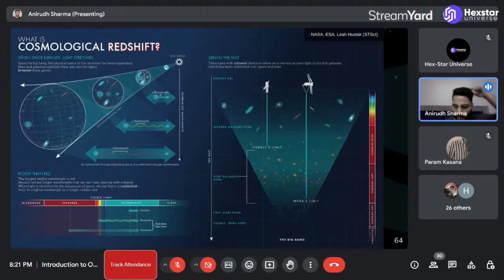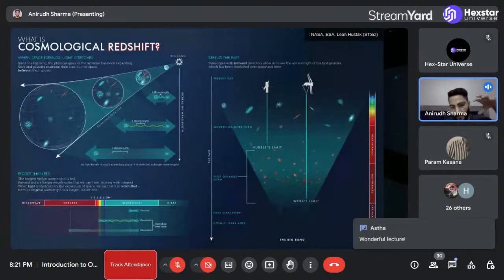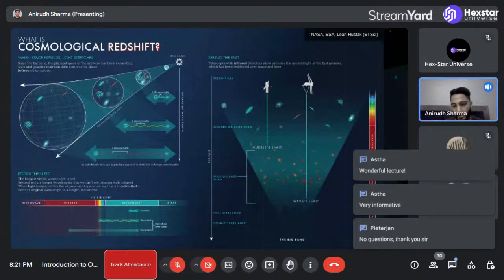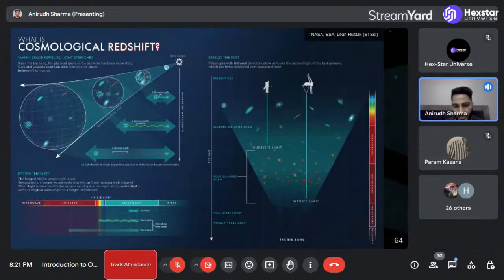And also, I am reminded of something that Param just asked. He was asking about whether we can observe the Big Bang. So the image that you see just here shows the limit for the Hubble Space Telescope and the James Webb Telescope.